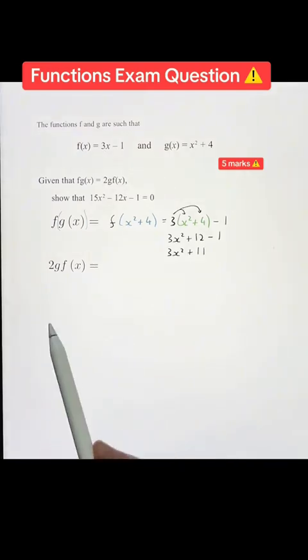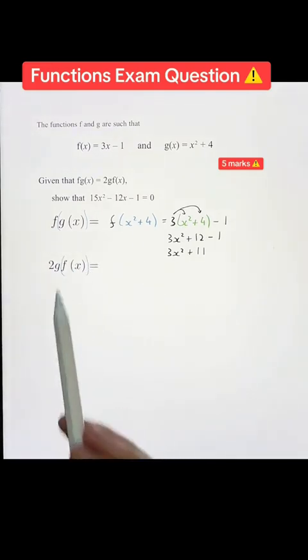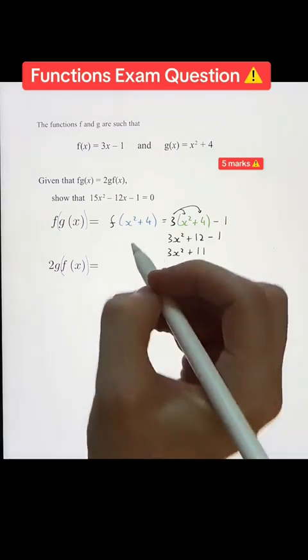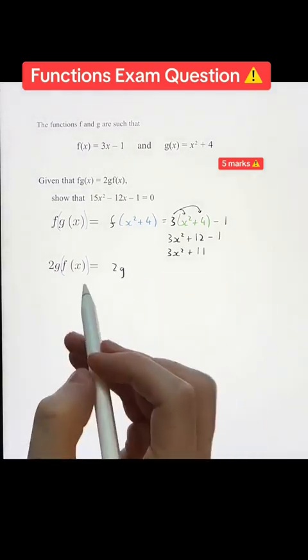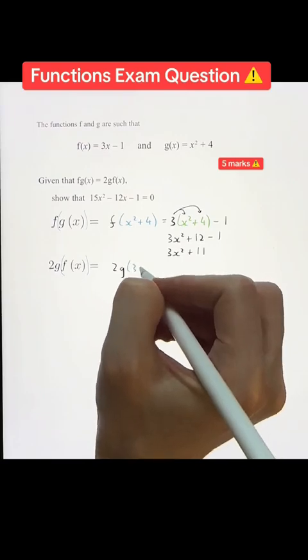Now working out 2gf of x. Again, if I've got two functions, I know I've got a composite function. Again, we always work inside then out. So on the outside, leaving the 2g alone for now. On the inside, I've got f of x. So f of x is just simply 3x minus 1.